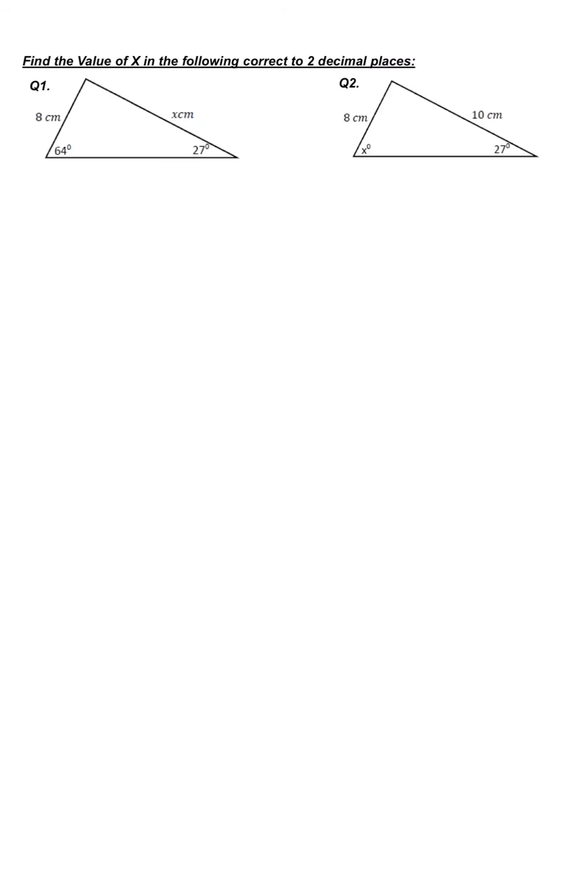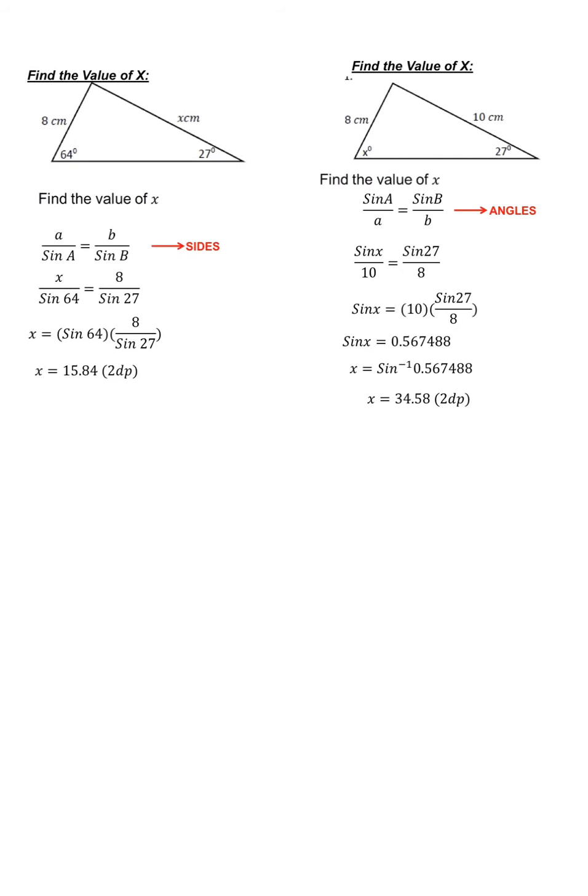Okay. What I want you to do now is try both these questions, so find x the side in the one on the left, and then x the angle in the one on the right, and then the solution will come up. So if you just pause the video and try that now. Okay, so if you try these, this is what you should have got. For the one on the left, we should have got 15.84 to 2 decimal places, and on the right then, we should have got 34.58 to 2 decimal places.